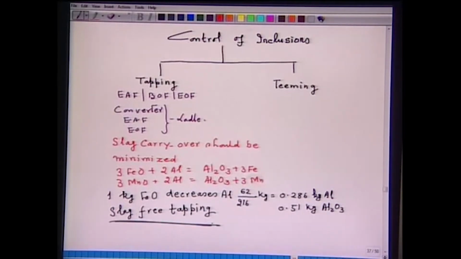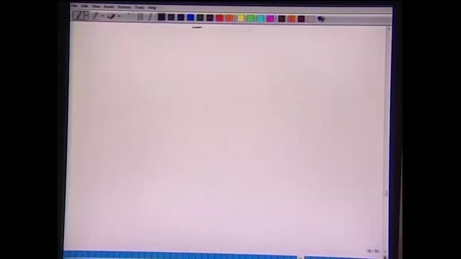Some of the methods I have already discussed in my BOF steel making lecture. In order to have slag free tapping, in the past so many years, so many methods have been developed, and these methods are in use, like slag cut ball method, stopper method, detection method, and so on. So, these methods allow slag free tapping, and that is important. Now, another control where inclusion can be controlled is during trimming.